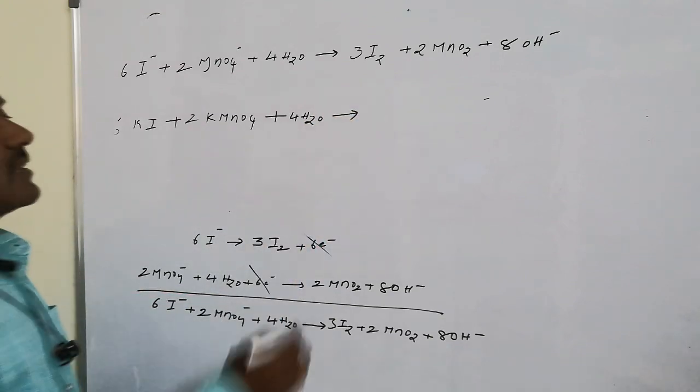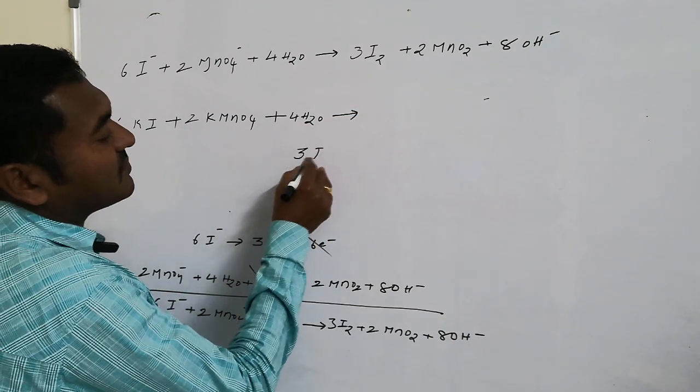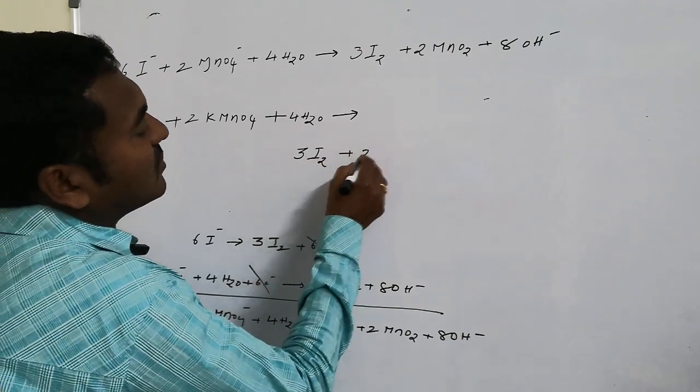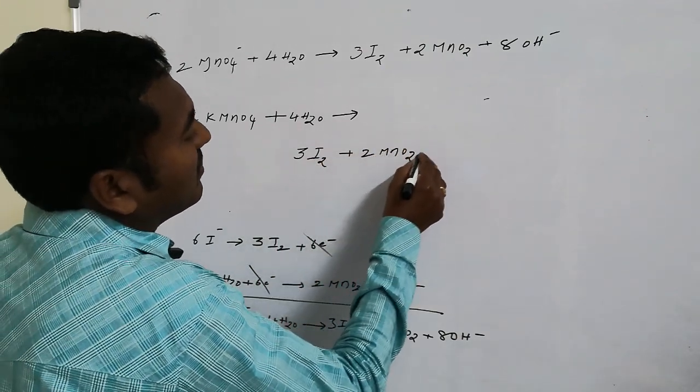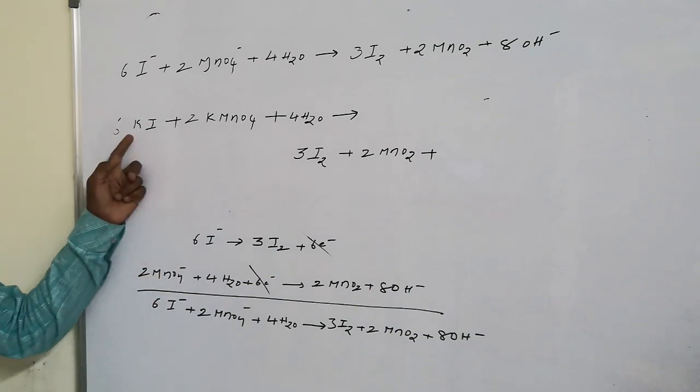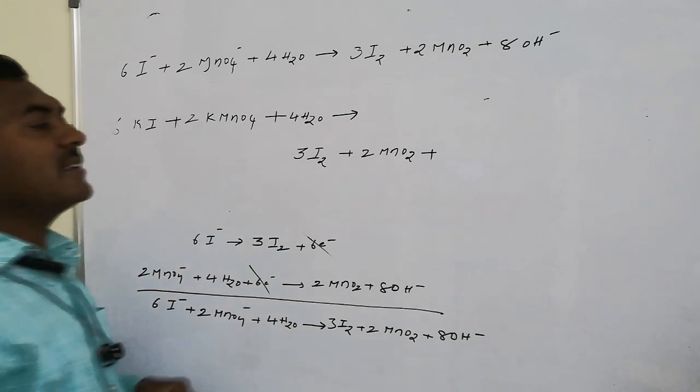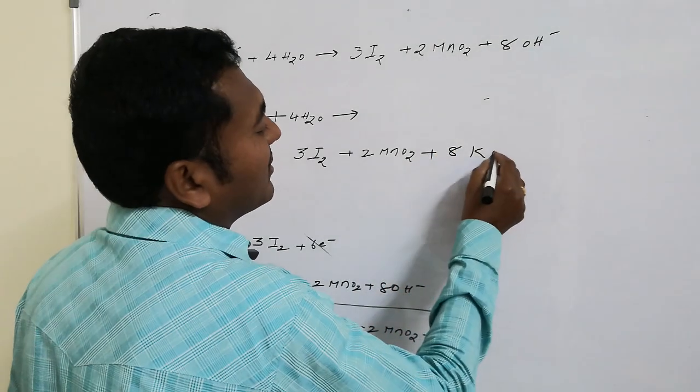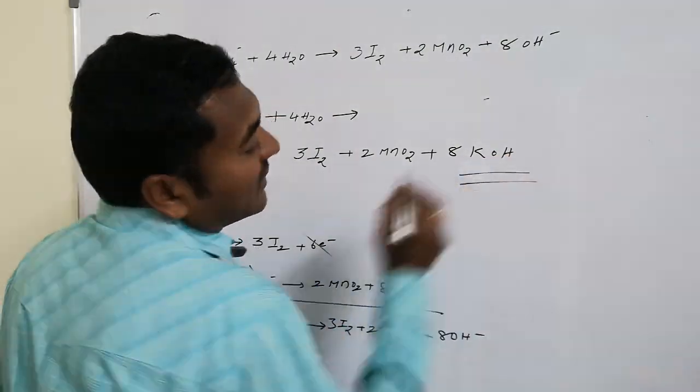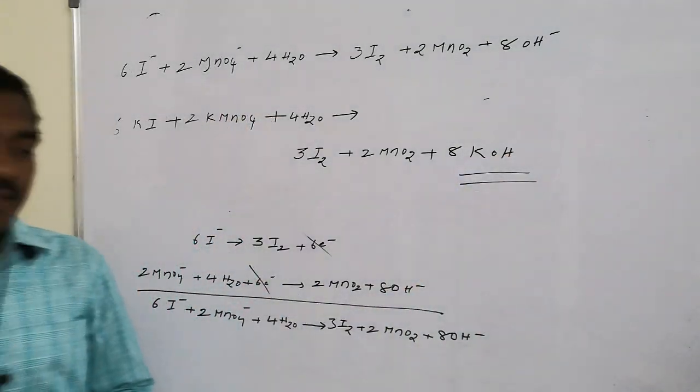Now this is converted to 3 I2 plus 2 MnO2 plus, for the total number of I's, these are 6 plus these are 2, total 8, hence it becomes equal to 8 molecules of KOH. In this way, the total net balanced equation is present.